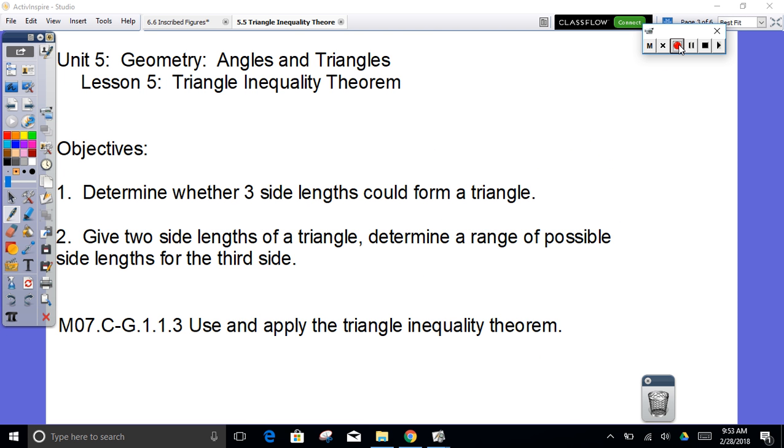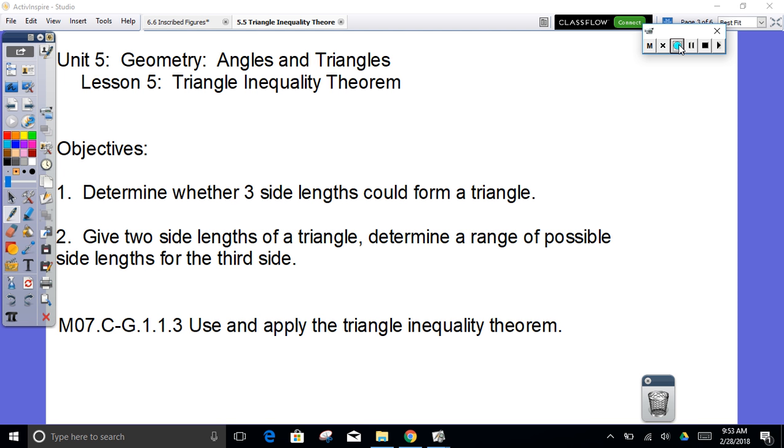Okay, so with today's lesson, we are continuing our study of triangles. Yesterday we talked about the angles in a triangle. Today we're going to be talking about the lengths. What we're going to figure out is whether we can take any three lengths and make a triangle out of any three lengths that we choose, which we're going to find out might not work so well.